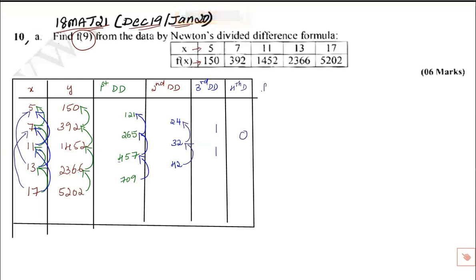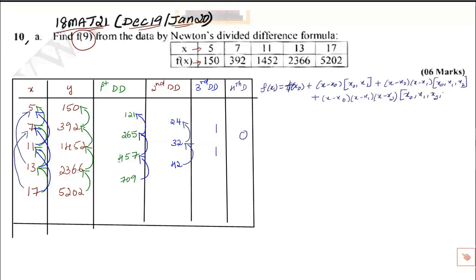Next, the formula is f of x equal to f of x naught plus x minus x naught into first divided difference plus x minus x naught into x minus x1 into second divided difference plus x minus x naught into x minus x1 into x minus x2 into third divided difference, up to x3. The fourth divided difference is anyhow 0, so no need to compute.